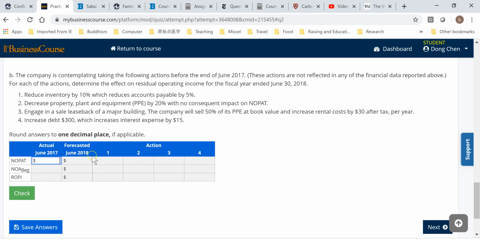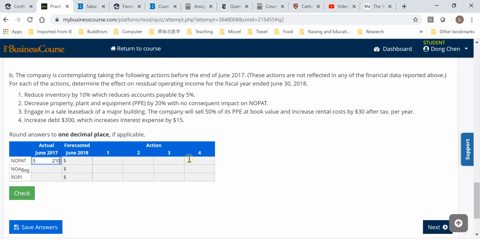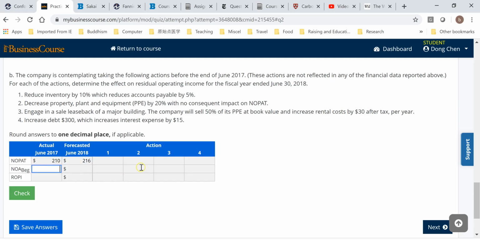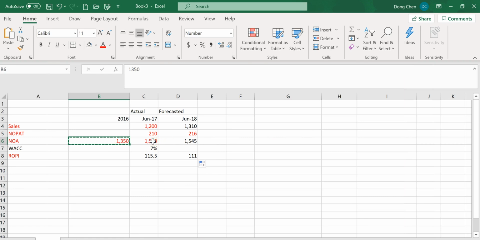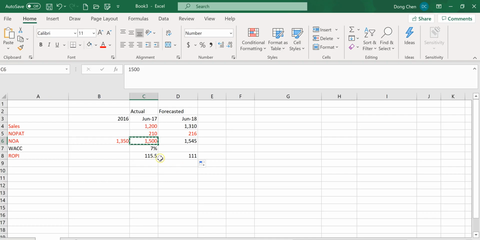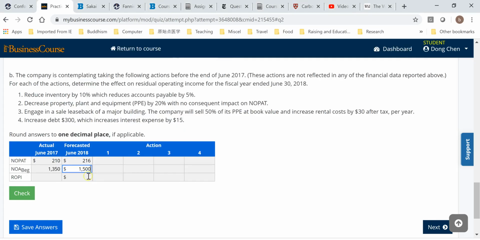So for the actual number, NOPAT, we can just copy the number here, right? It's just directly provided. And forecasted, this is also directly provided. And NOA beginning relative to 2017, that's the 2016 number. So we just need to copy this number here. And for 2018, it's the level at 2017. So we need to copy the number here. And for our ROPI, we just calculate those two numbers. So just copy them back again. So now we just need to worry about this.